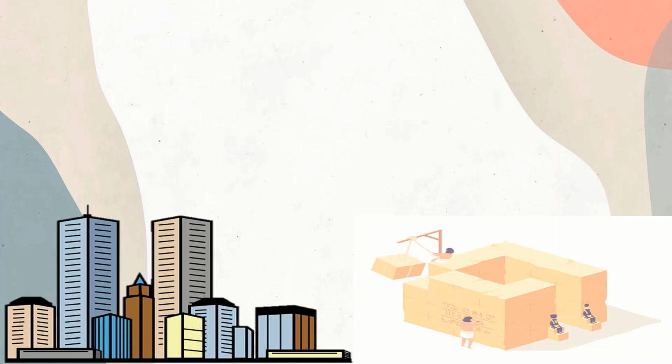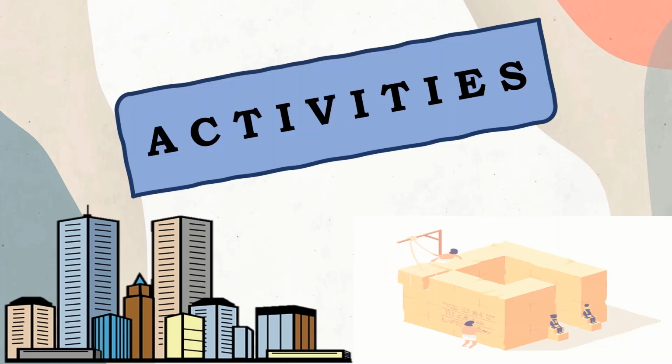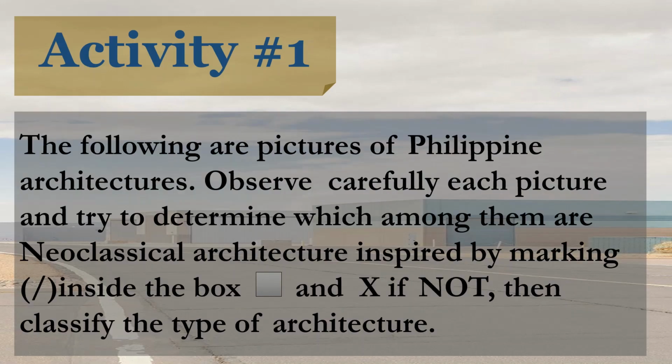Now that we're done, let's have some activities. For your activity 1, I will show you some pictures in the next slides. Observe carefully each picture and try to determine which among them are neoclassical architecture inspired by marking check inside the box and X if not. Then classify the type of architecture. Are you ready? Let's start.